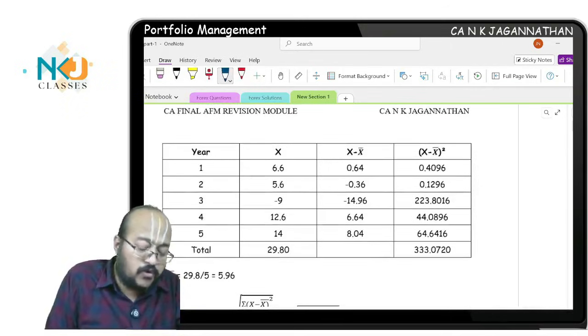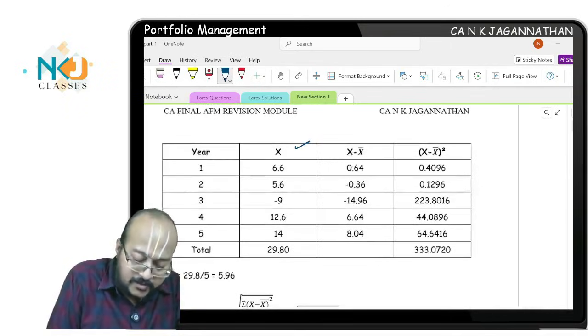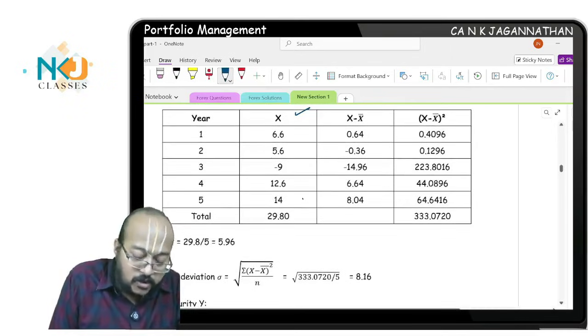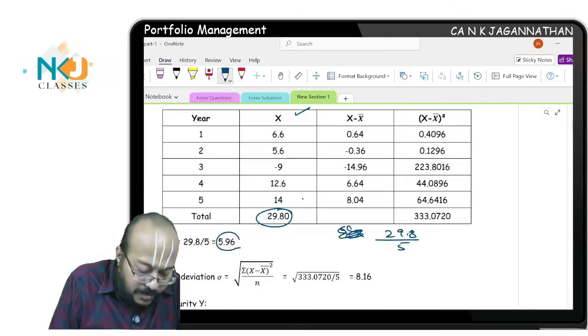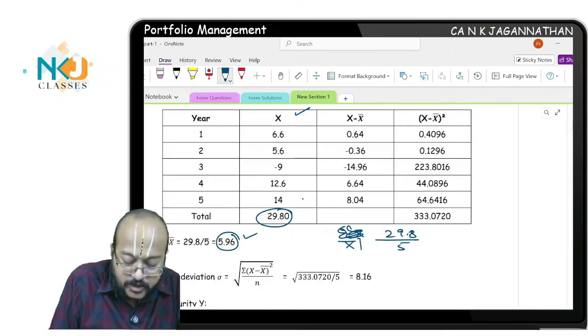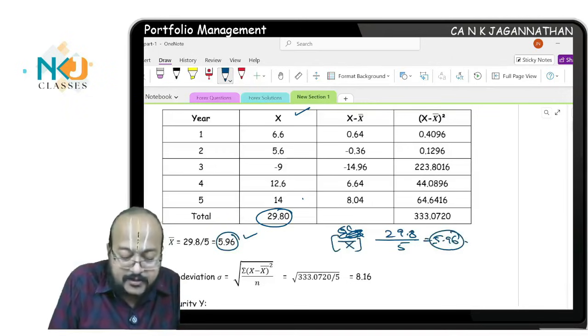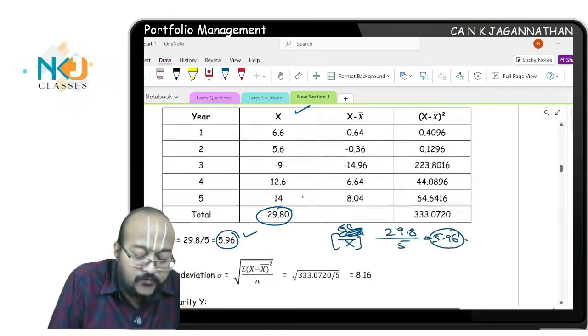Very simple. We consider years 1, 2, 3, 4, 5, then X and X minus X bar. First step, write X and find the total. The summation of X is 29.8, correct? This 29.8 divided by 5 gives 5.96, which is X bar. So X bar is 5.96. This 5.96 you should consider in the table, where 4 columns should be considered.